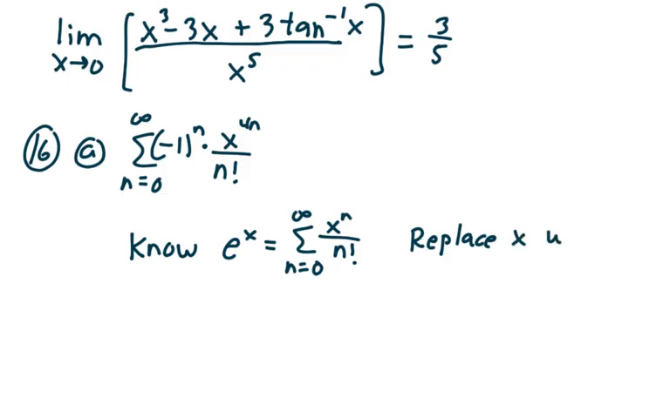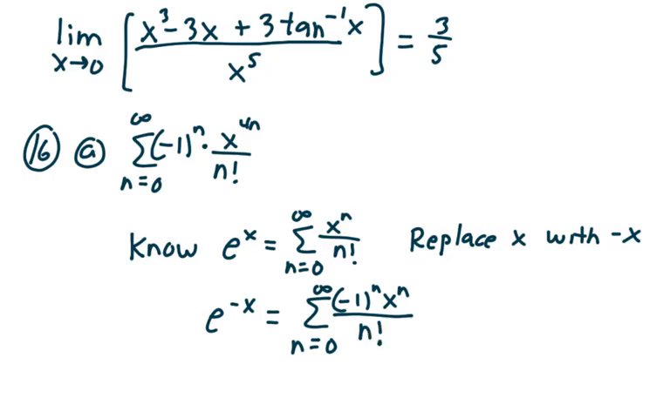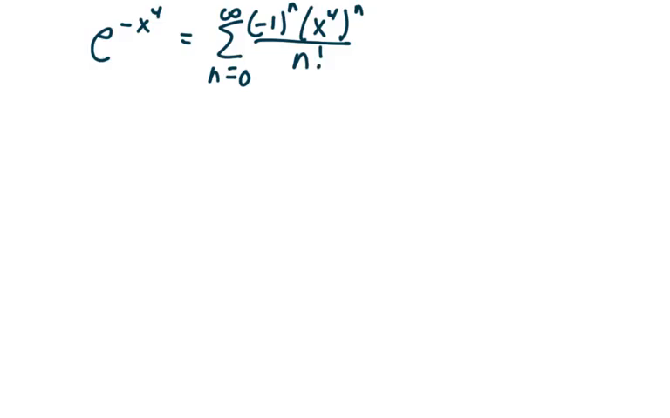Replace x with negative x, and we get e to the negative x is the summation from n equals 0 to infinity of -1 to the n, x to the n, divided by n factorial. Now, the last step, I'm going to replace x with x to the 4th. And so we get the summation from n equals 0 to infinity of -1 to the n times x to the 4th to the n, divided by n factorial, which is the summation from n equals 0 to infinity of -1 to the n, x to the 4n, divided by n factorial.